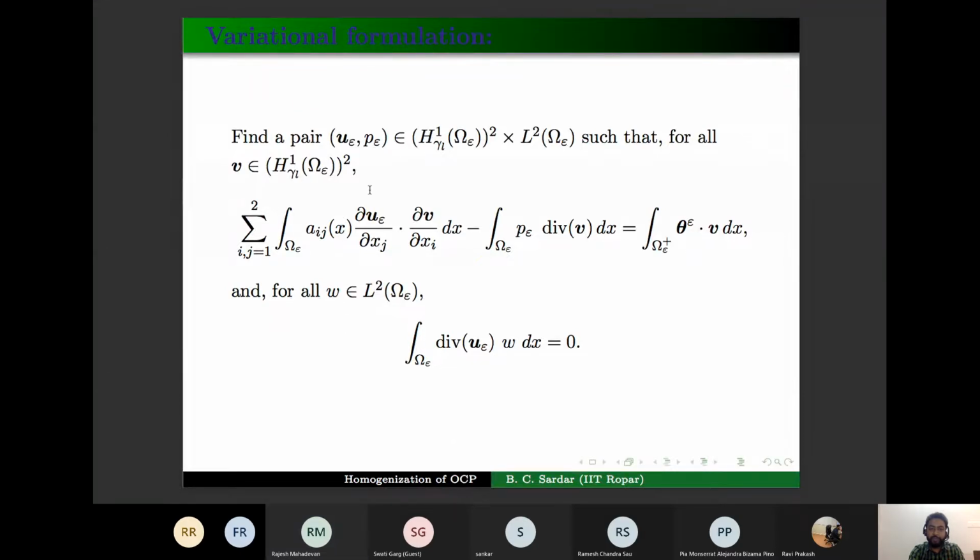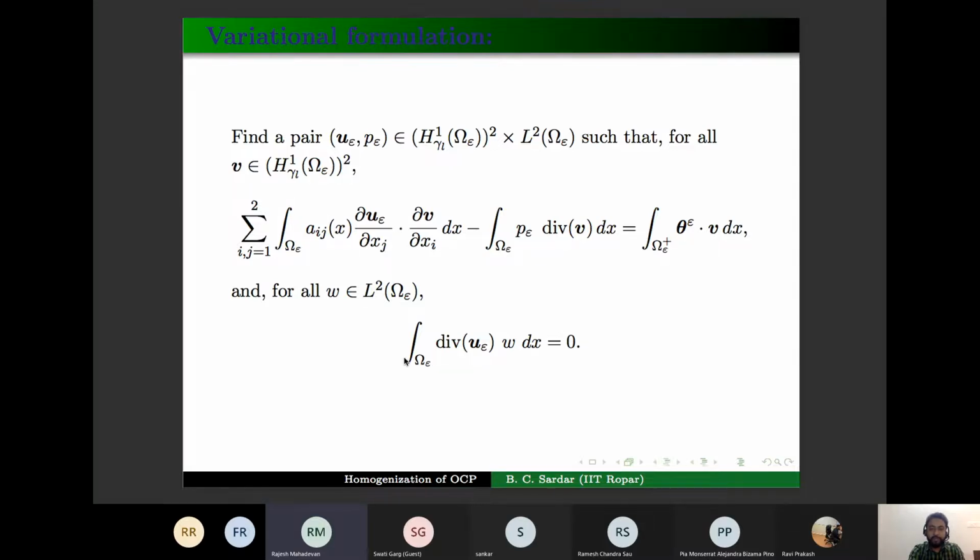So this is the corresponding weak formulation for the Stokes system, which satisfies both this equation and this corresponding weak formulation. Our main aim is to study what will happen as epsilon tends to 0, and how to find the limit control problem.